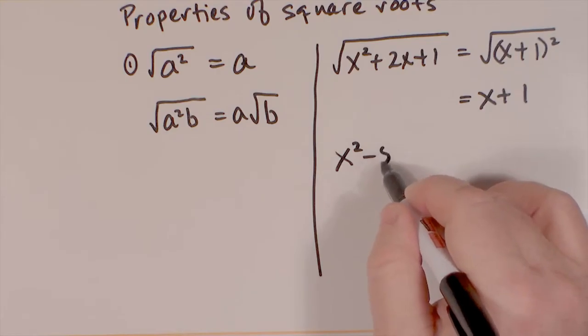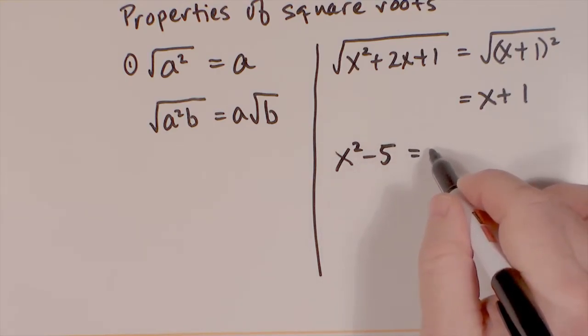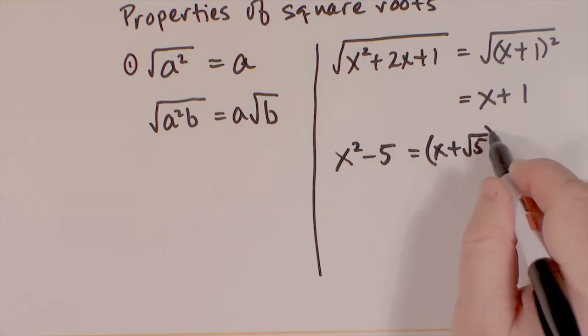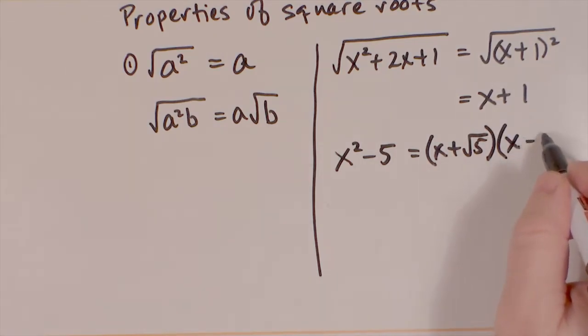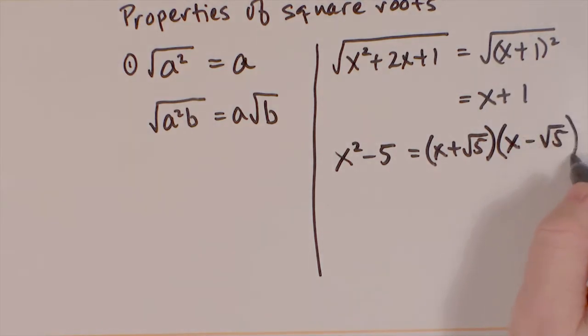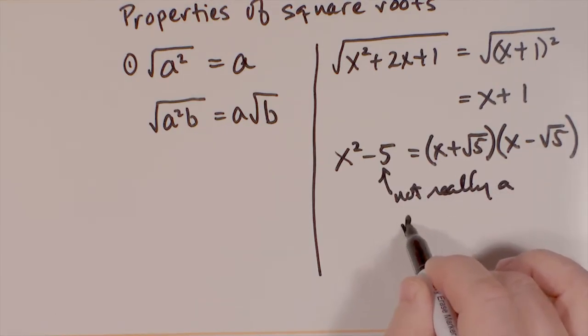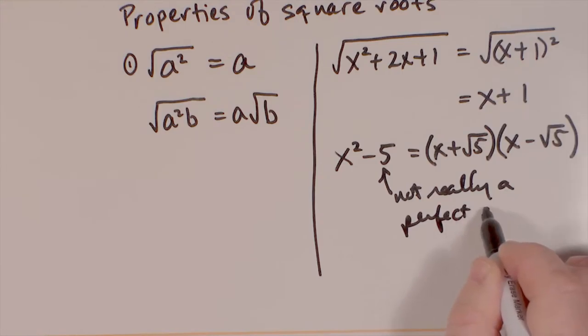Now, x squared minus 5 isn't really a difference of squares in the traditional sense, but we can certainly treat it that way, and it factors into x plus root 5 times x minus root 5. It's not really a perfect square, nor is it a difference of squares, but we certainly treat it that way.